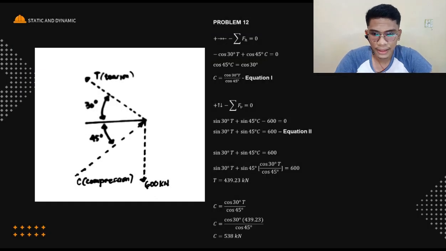So to solve, kailangan po natin dito, kasi nawawala po sa atin dito ang T at saka yung C. So kailangan po natin gumawa po ng dalawang equation. So para magawa po natin yon, gamitin po natin mag-component po tayo.